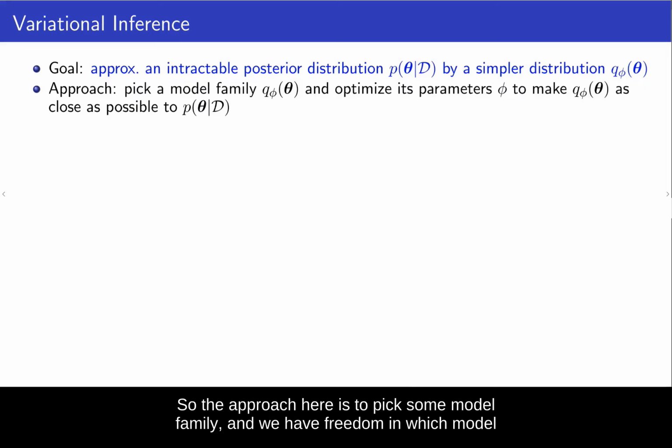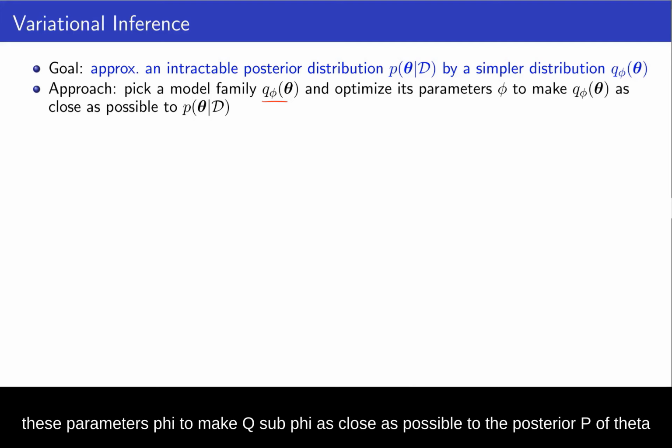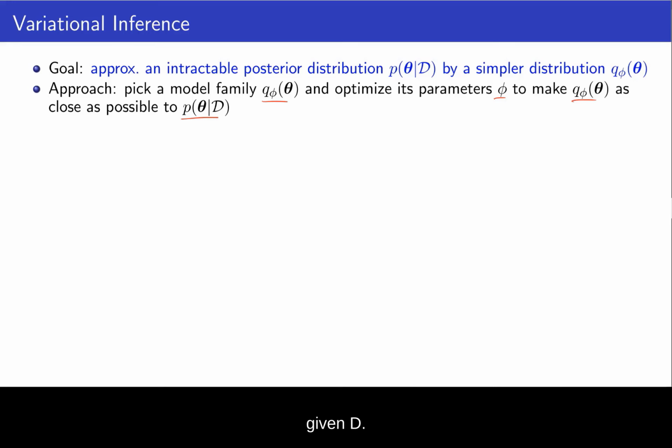So the approach here is to pick some model family, and we have freedom in which model family we pick, for example, a Gaussian, that is parameterized by this phi, and then optimize these parameters phi to make Q sub phi as close as possible to the posterior P of theta given D.